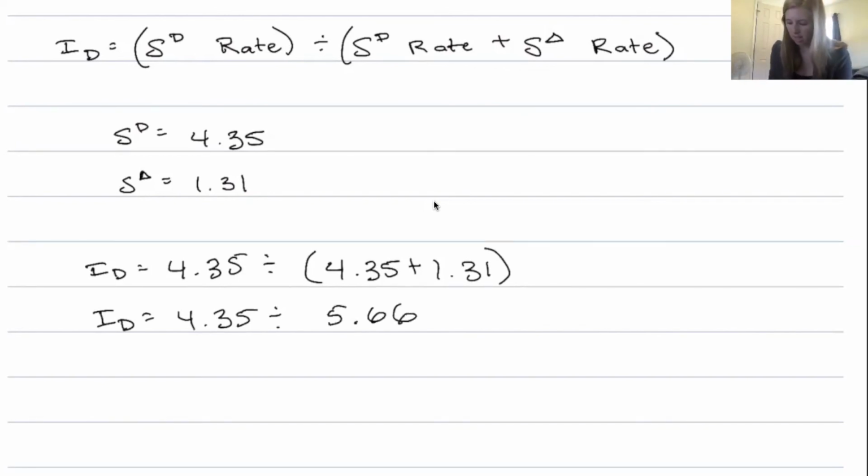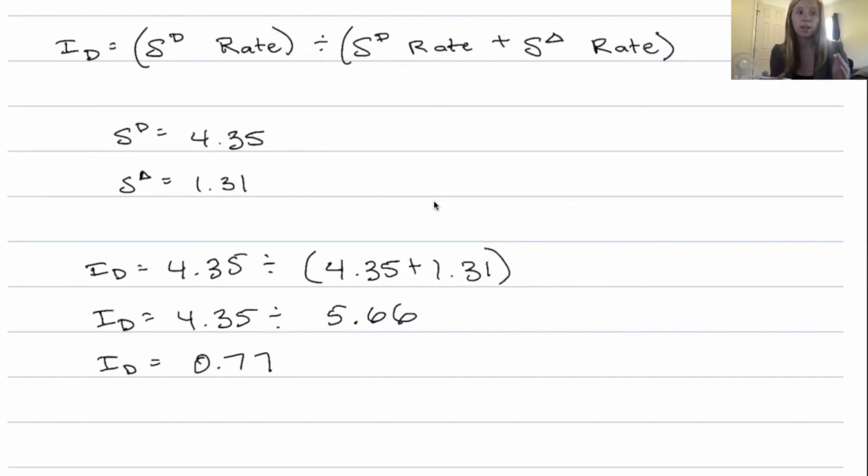So now I'm going to take that 4.35 divided by 5.66, and we get 0.768, so 0.77. So this is a stronger discrimination because more of the responding is allocated towards the discriminative stimulus relative to the S delta.